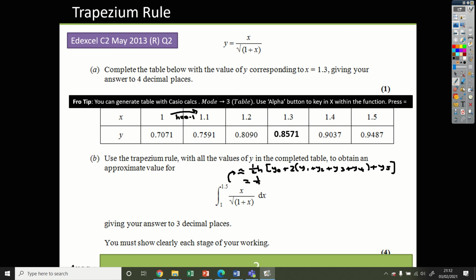So this is a half of 0.1 times, and then we have to put these numbers in. So it's 0.7071 plus 2 times, and then all the middle ones, 0.7591 plus dot dot dot dot dot, plus the last middle one, which is 0.9037. Close the bracket to stop this 2, and then the last one.